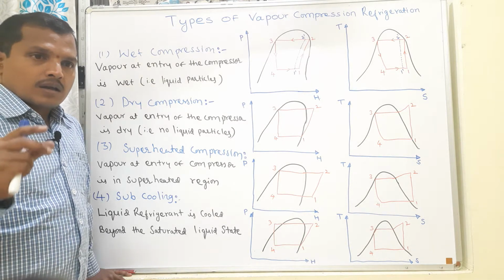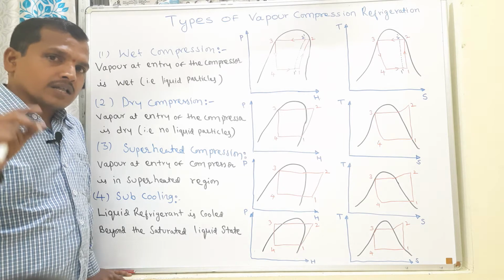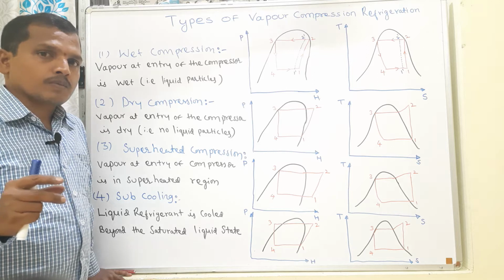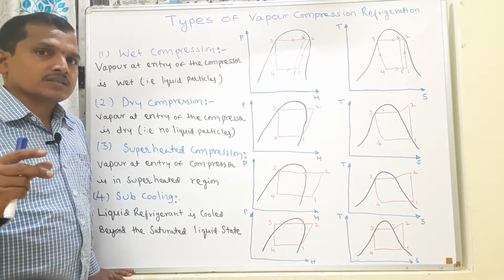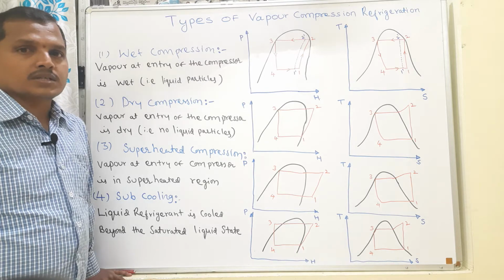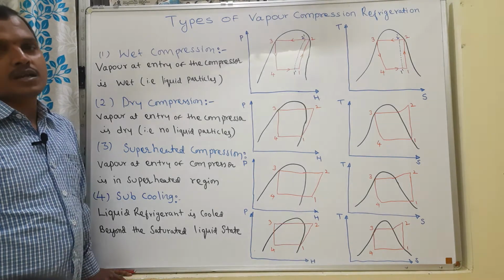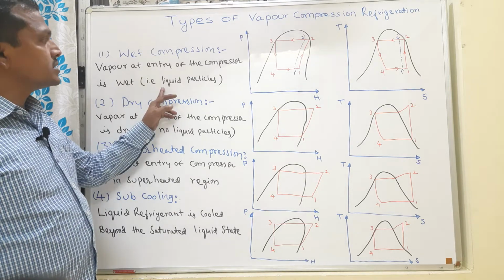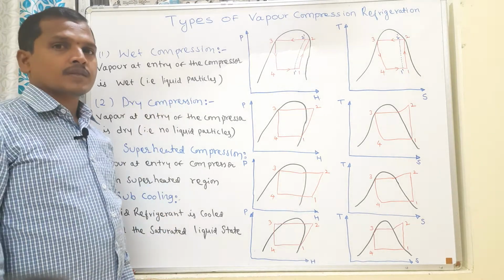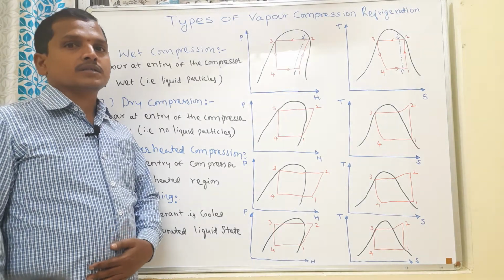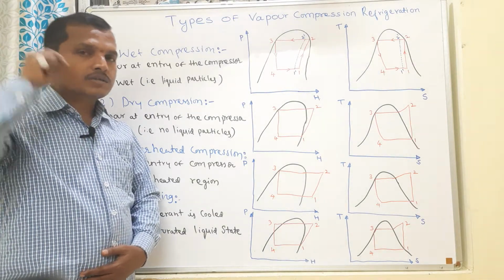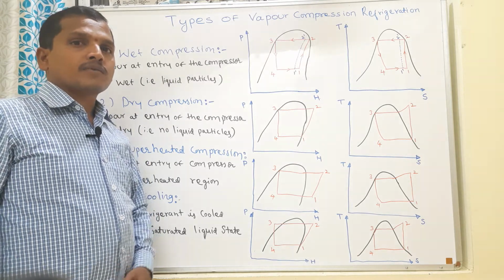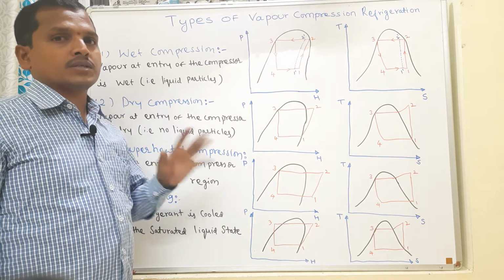Here, the state the refrigerant is in when entering the compressor: if it is in wet status, that type of compression is called a wet compression. Wet status means it consists of liquid refrigerant particles. If these liquid refrigerant particles are in the refrigerant before entering into the compressor, that type of compression is called a wet compression.